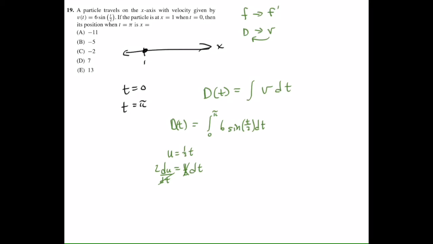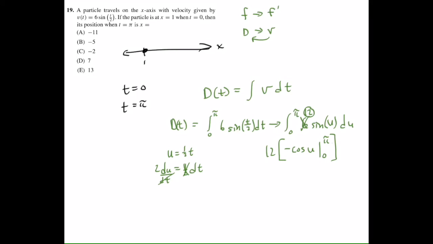So let's rewrite this. We're going from 0 to pi. We have 6 times sine of u, and then we have du, but it's 2 du, so we're going to have to change this to a 12, so it's 12 sine u du. The antiderivative of sine is cosine, actually it's negative cosine u, and then we have 0 and pi that we're going to plug in. I'm going to go ahead and take this 12 out. Oops, I put 12 there instead of pi. Put this 12 right here.